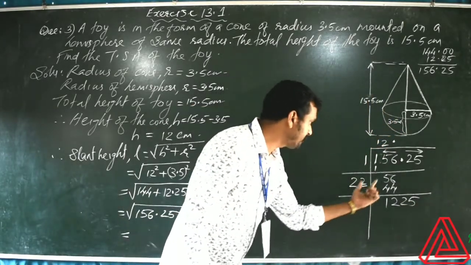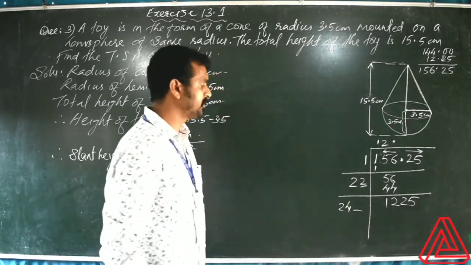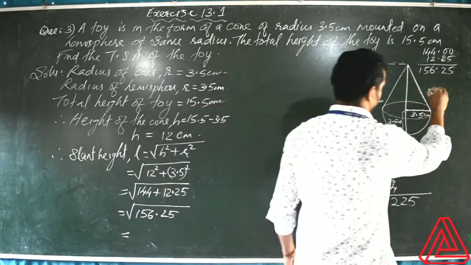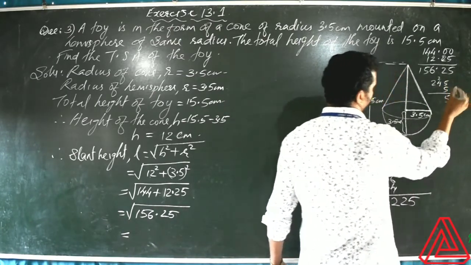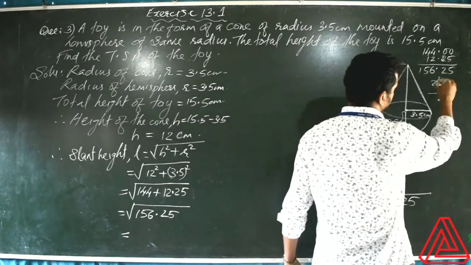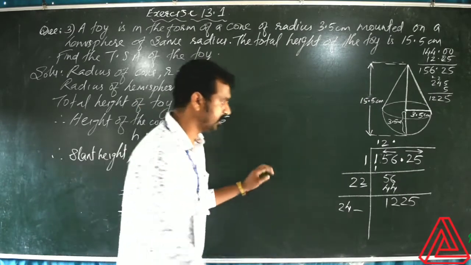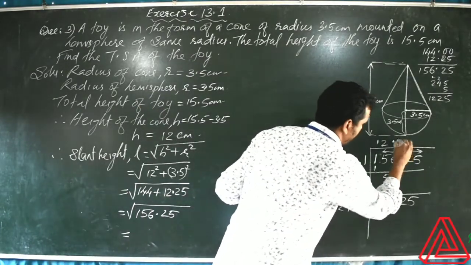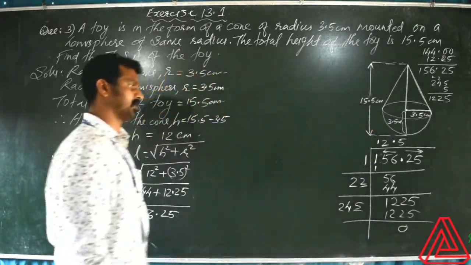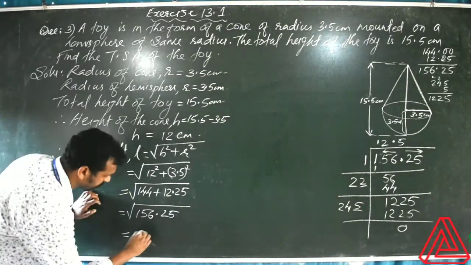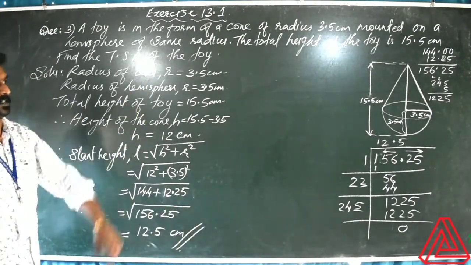Now 22 plus 2, that is 24. Now we have to find a digit here. 240, let's check 245. 245 into 5: 5 5s are 25, 5, remainder 2. 4 5s are 20 plus 2, 22, 2. Remainder 2. 2 5s are 10 plus 2, 12. Yes, 1225. So 245 into 5 is 1225. Now remainder 0. So what is the square root of 156.25? That is 12.5 centimeter. That is the slant height of that cone.